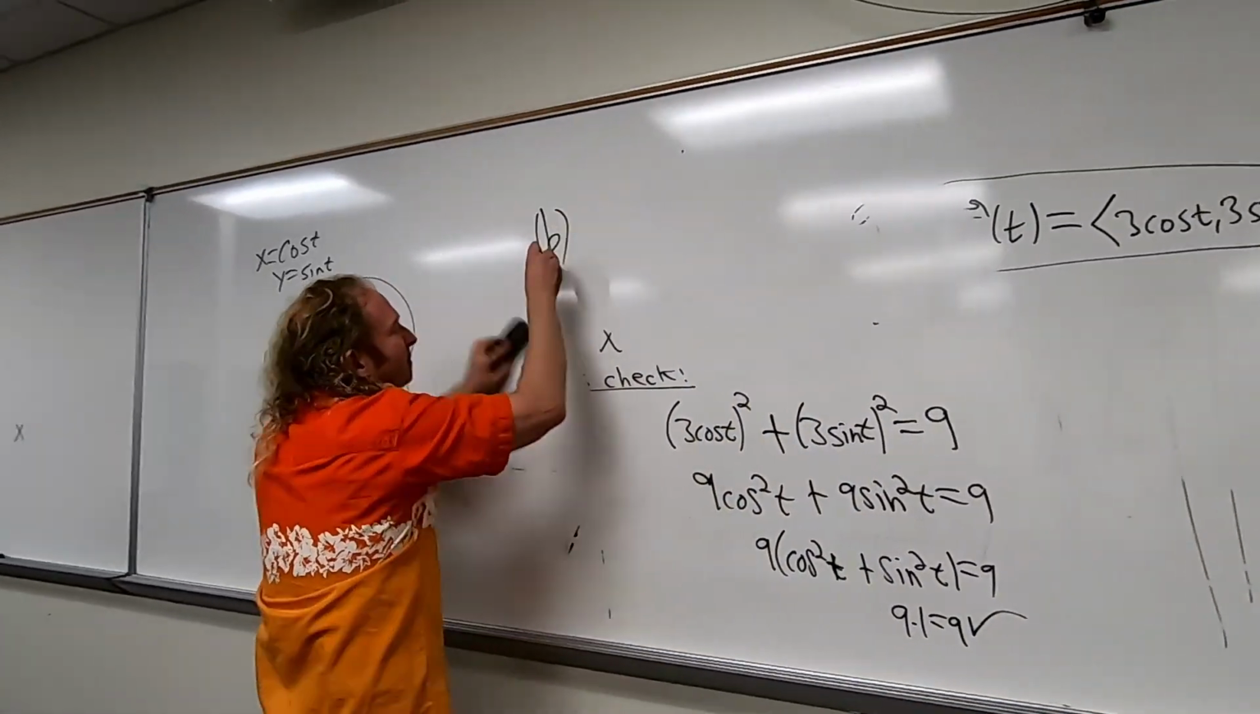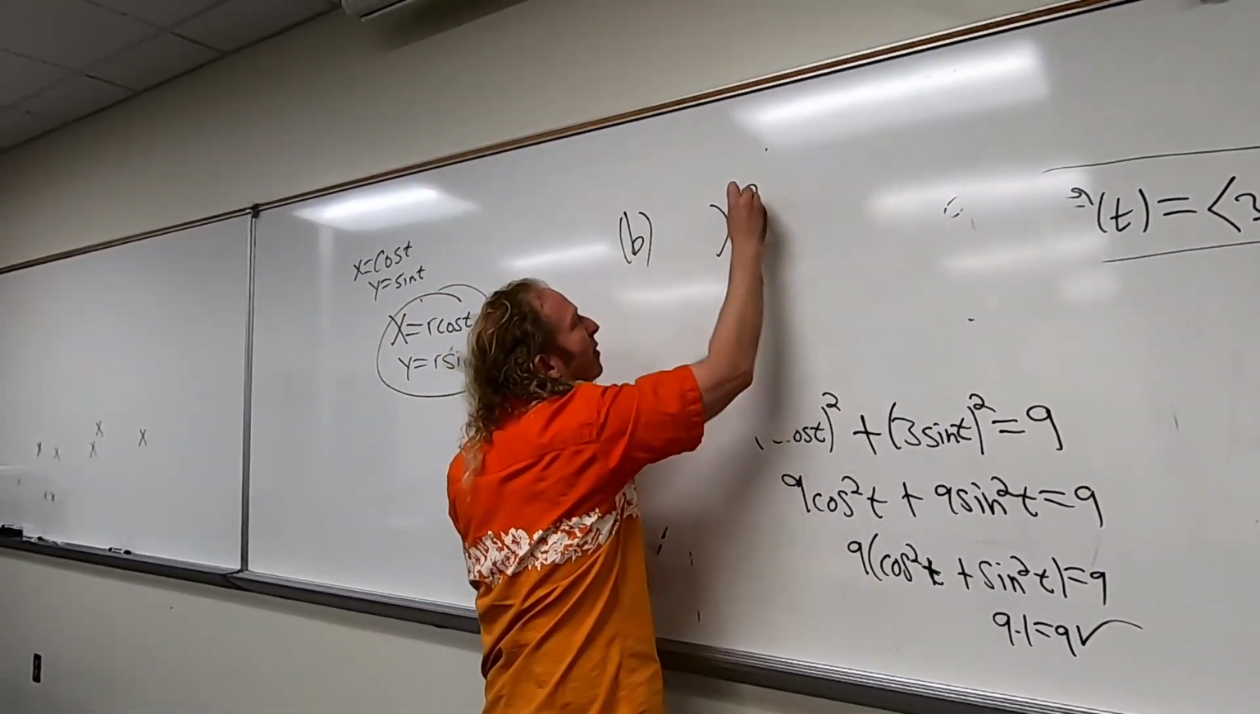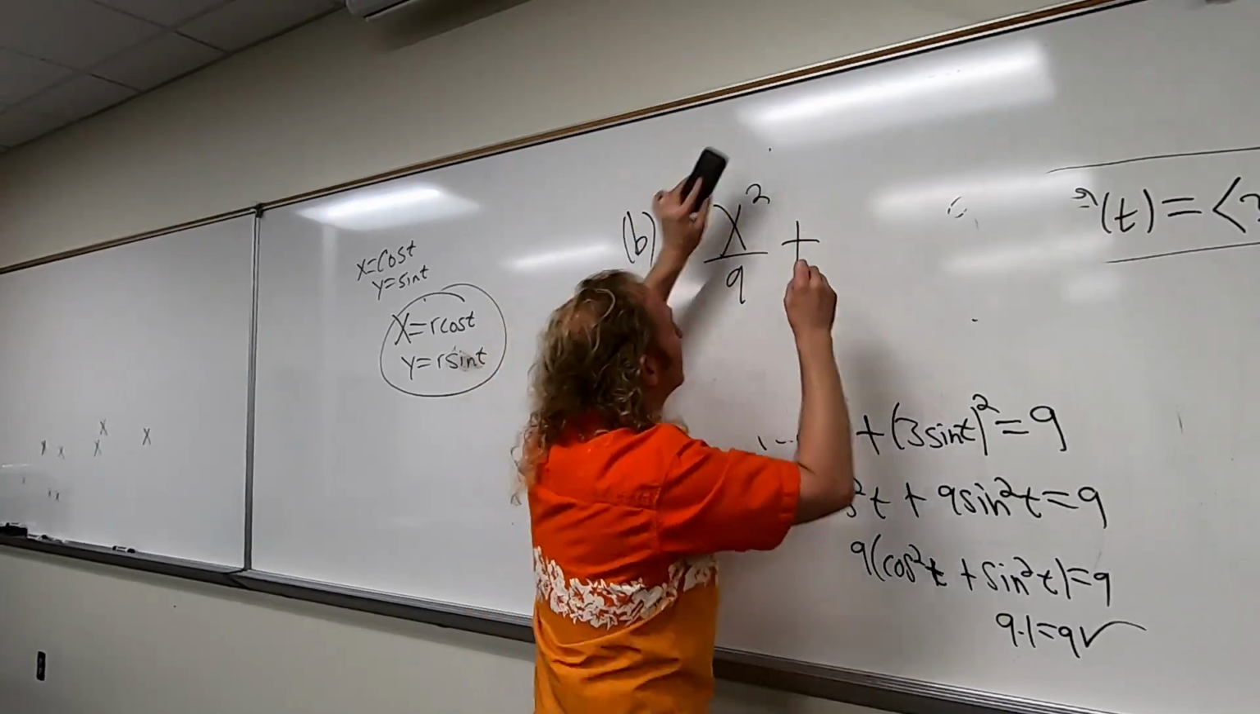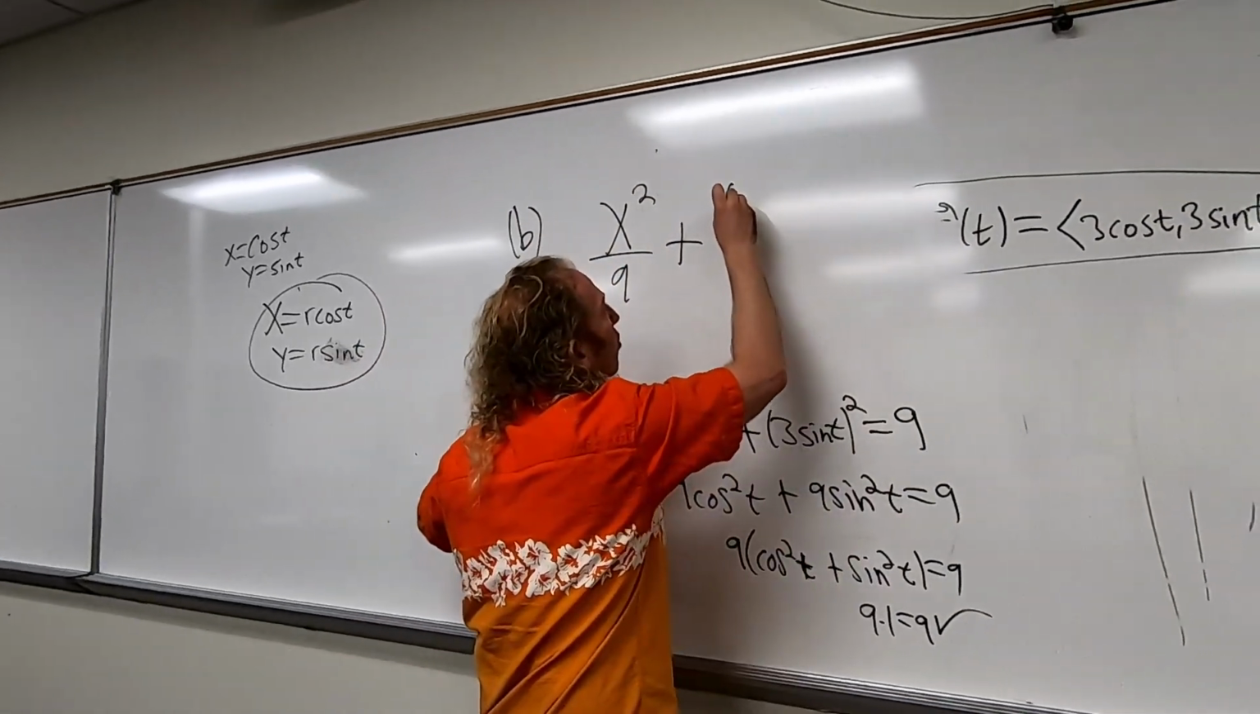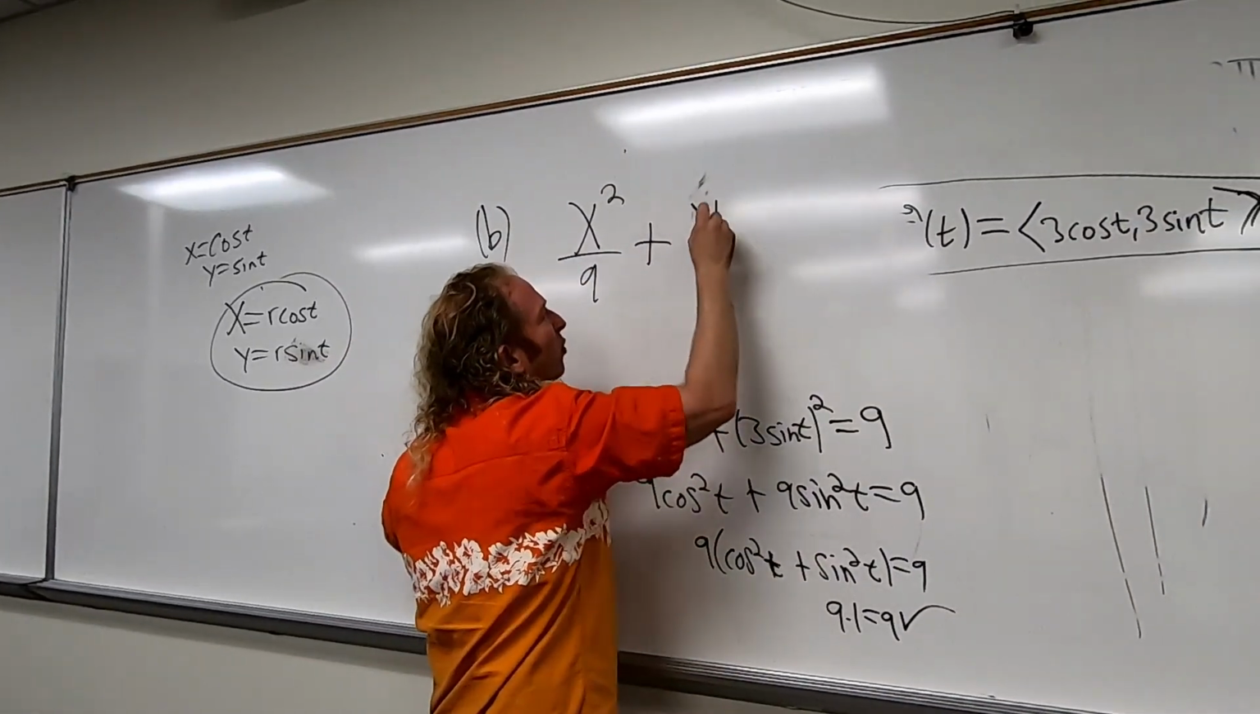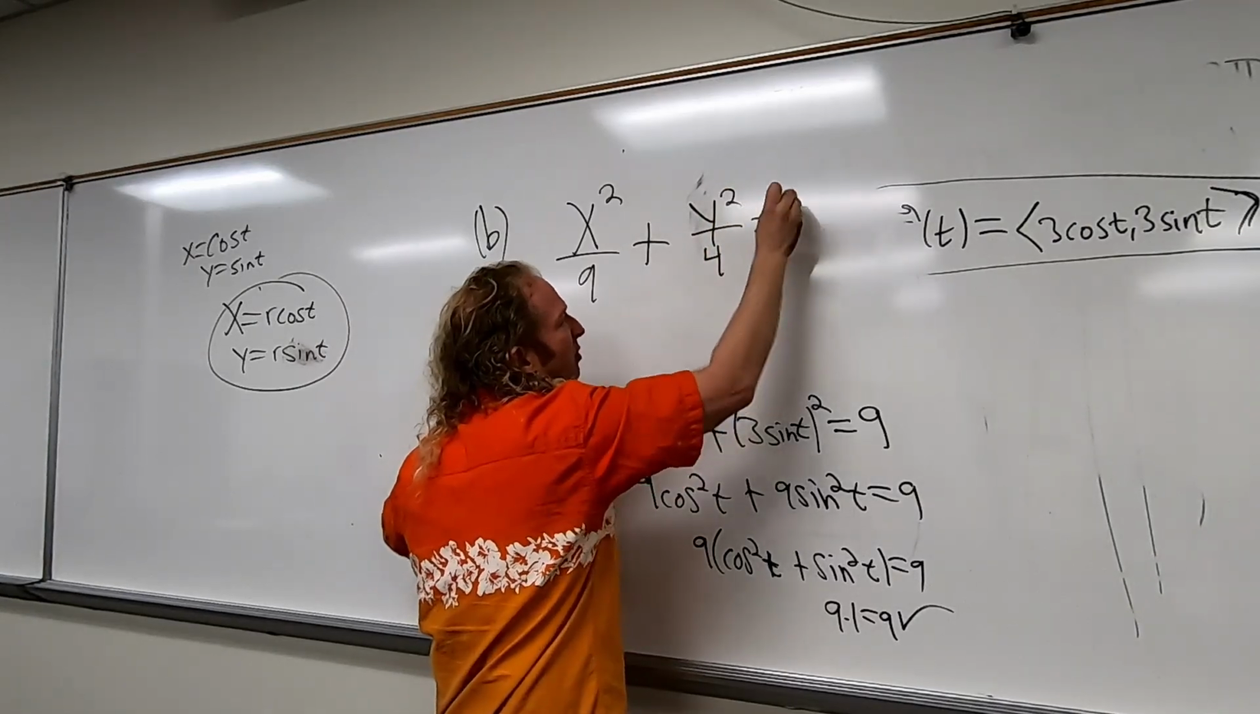B. How about this one? x squared over 9 plus y squared over 4 equals 1.